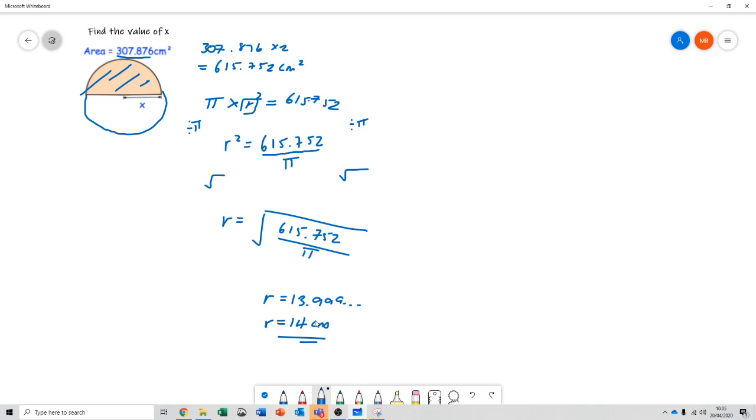And just a reminder, like I did at the beginning, if they asked us for the diameter, all we need to do is take this radius and double it. So the diameter would be 28 centimeters, but they've not asked us for that. That's just a little bit of a reminder. This is actually our answer.